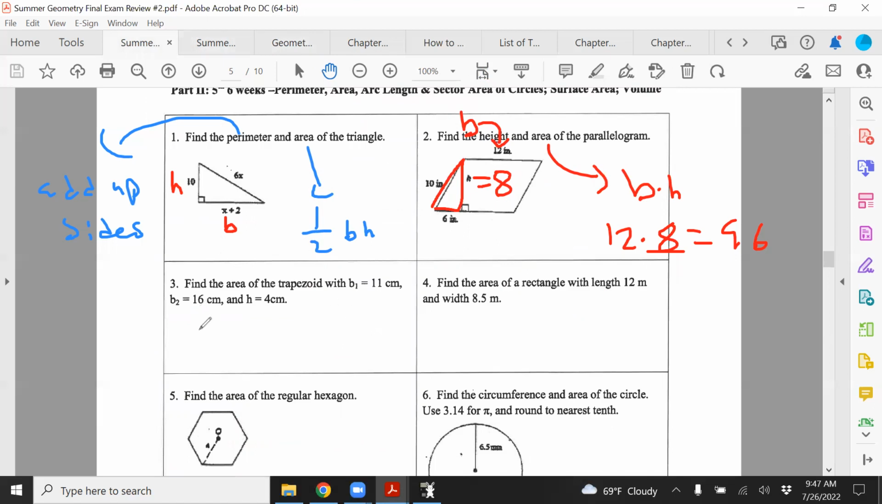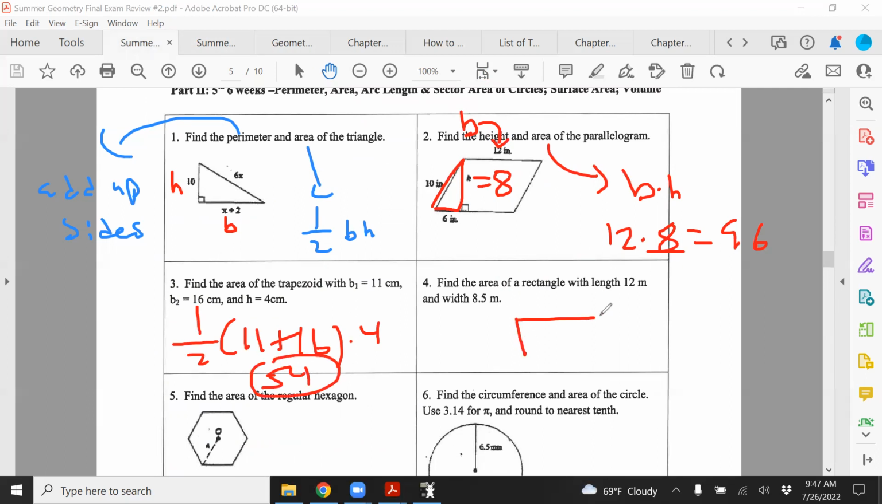So how do I find that area? Well, 1/2 times (11 plus 16) times 4. It's not that hard. Just work it out. You should get 54 if you do it correctly. And use a calculator, please. Rectangle, that is so easy. That is like a softball question. Multiply that out. That's what, 96, 102? Yeah, I think it's 102.